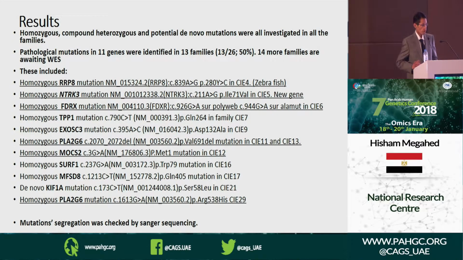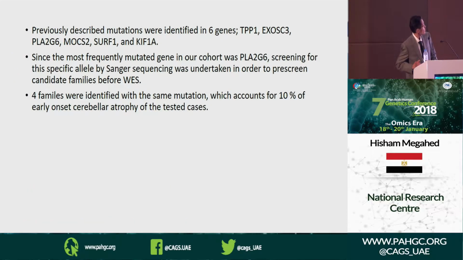These were the results for the first year. In 50% of the cases we were able to identify the disease-causing gene and confirm it by segregation and sometimes some other biochemical tests. I will not talk about all of them, but I'll focus on some of the interesting genes. 6 of the genes were previously reported, so they were not novel genes. And the PLA2G6 gene was found to be very common in our population. It's associated with neurodegeneration and iron brain accumulation.